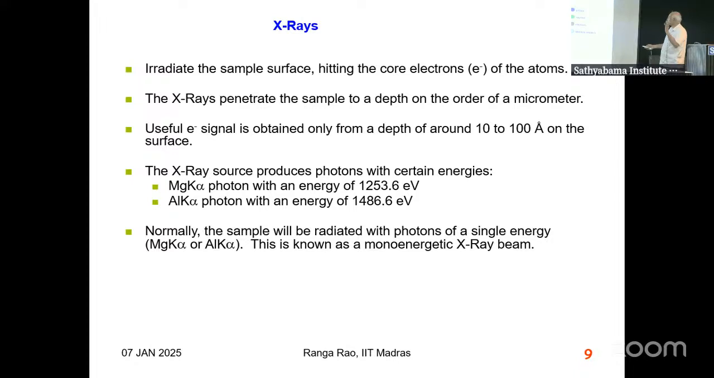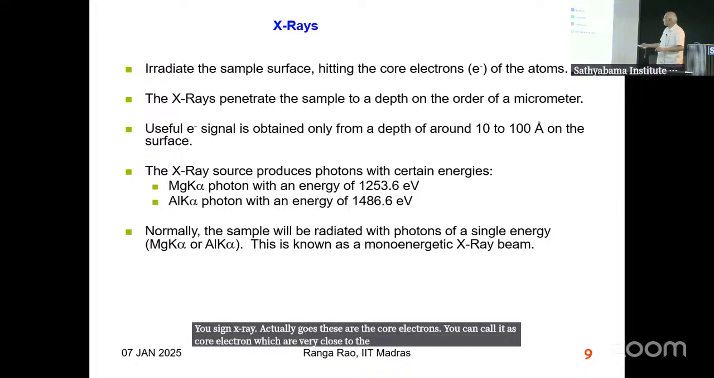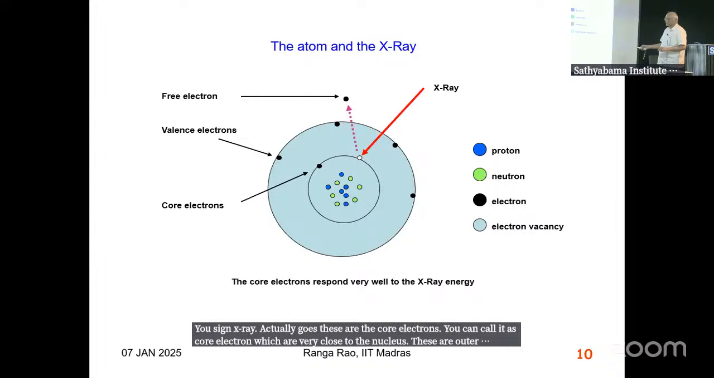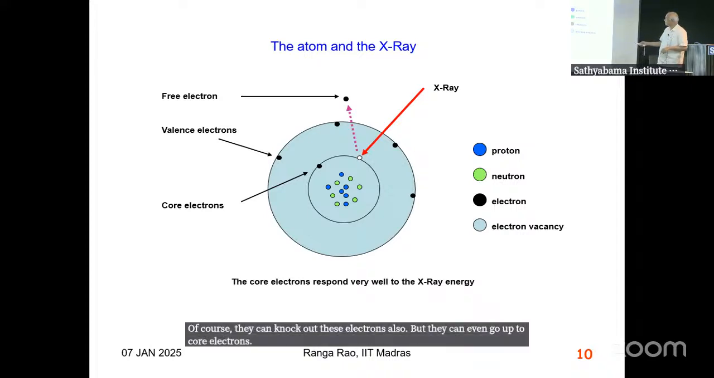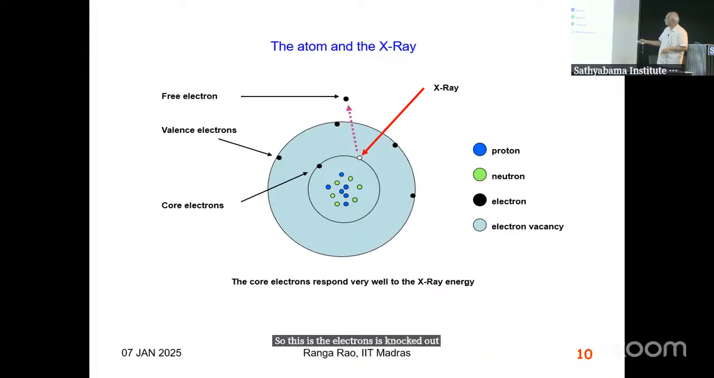So what happens when you shine X-rays? You shine X-ray, X-ray goes. These are the core electrons, which are very close to the nucleus. These are outer electrons. You call them valence electrons. Now these X-rays can go and knock out these electrons very easily. Of course, they can knock out these electrons also, but they can even go up to core electrons. So this electron is knocked out. It comes out as a free electron. Core electron, X-rays can also knock out valence electron. That is also there, right?